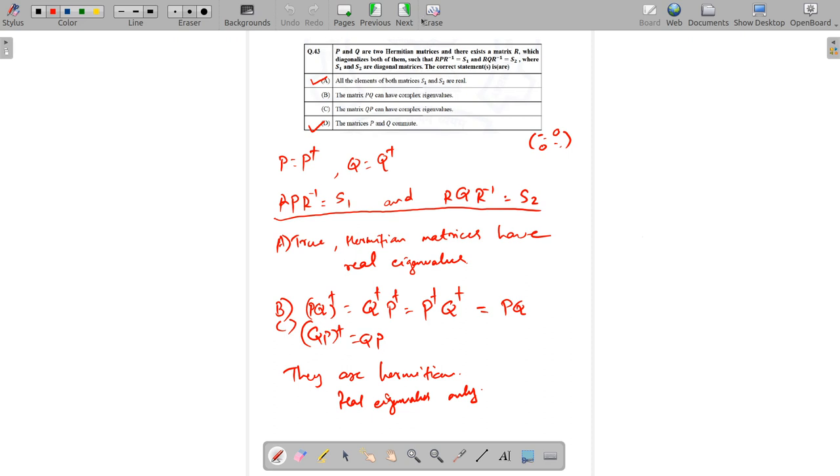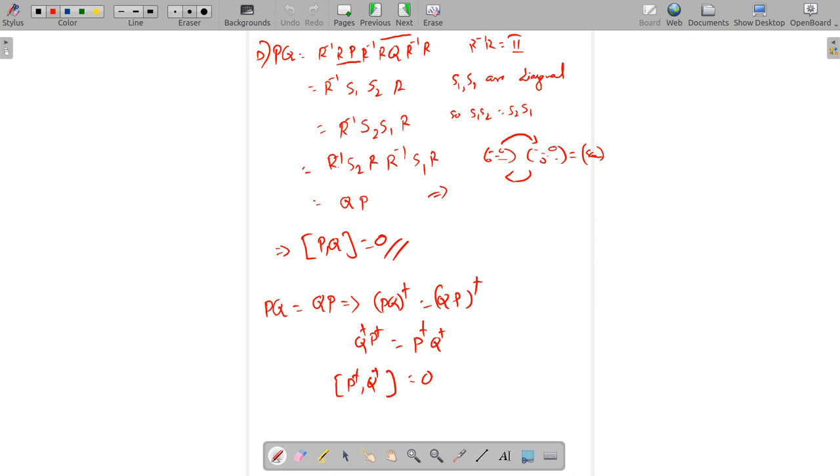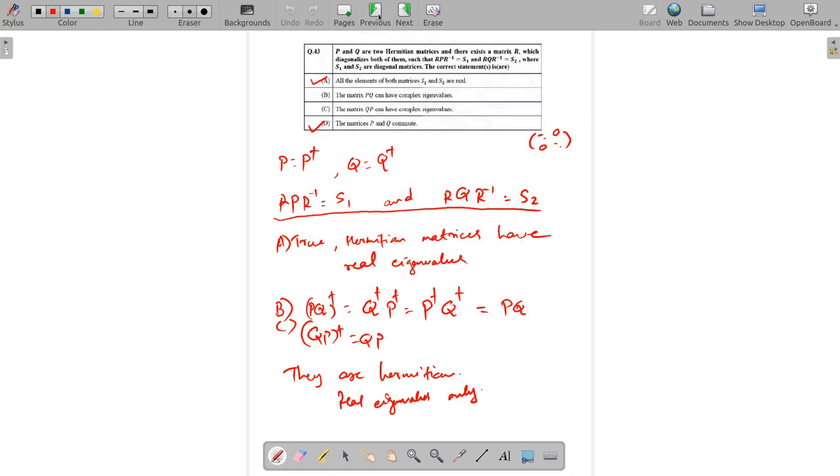PQ can have complex eigenvalues and QP can have complex eigenvalues. Here (PQ)† is Q†P†, which equals P†Q†, because P† and Q† commute, which we just obtained, which equals PQ, because it is already given that P and Q are Hermitian. So (PQ)† equals PQ, and similarly (QP)† equals QP.